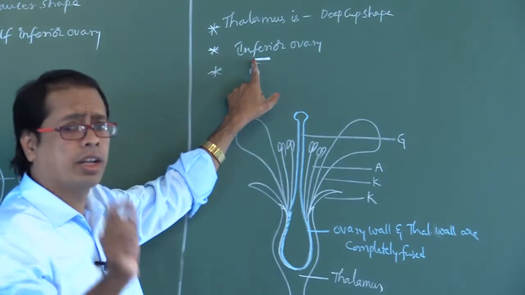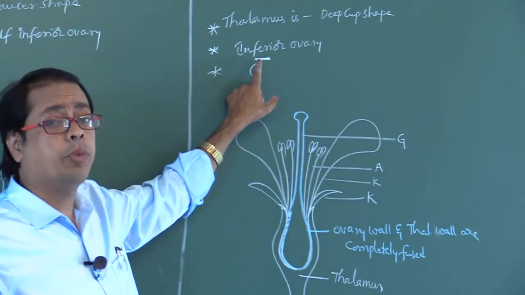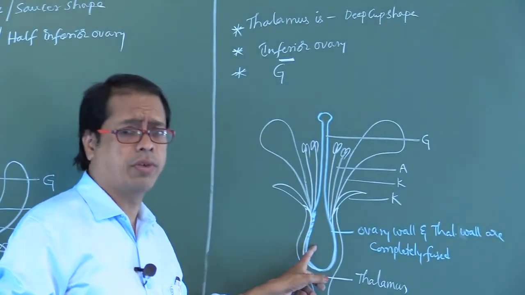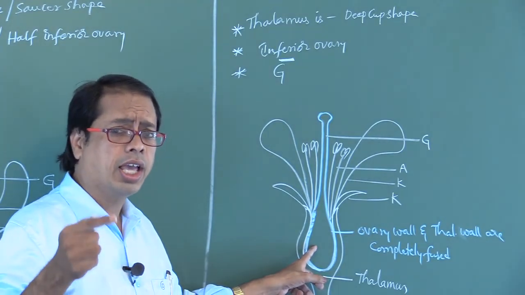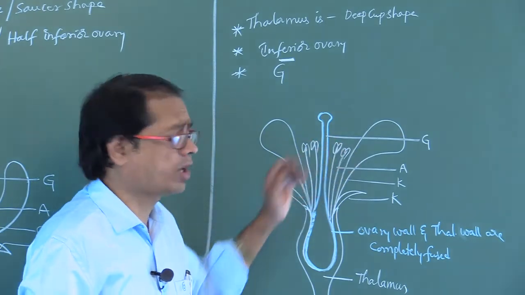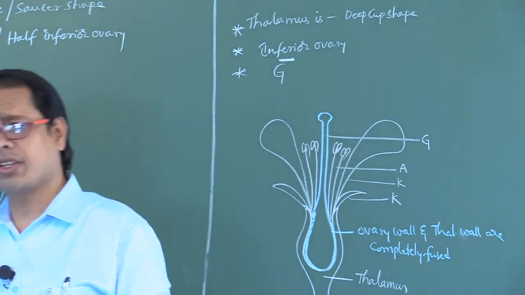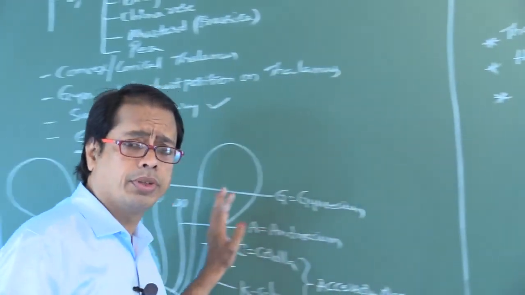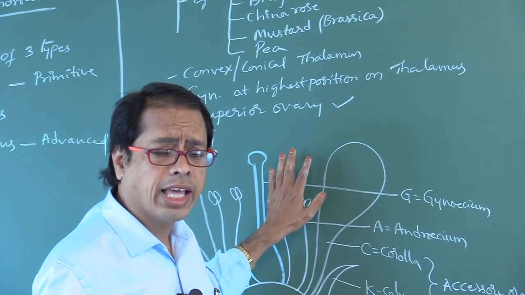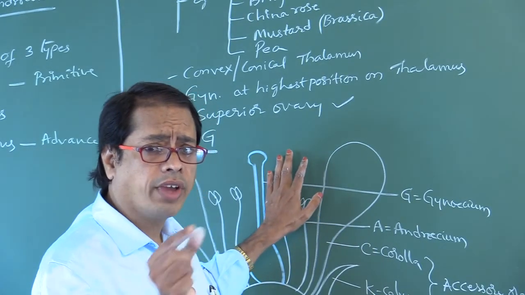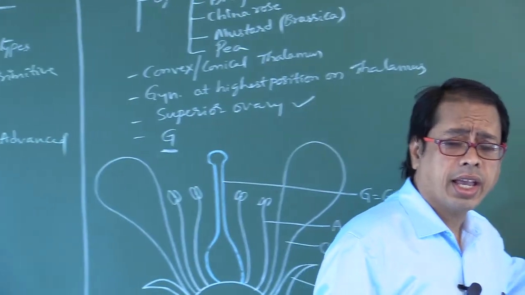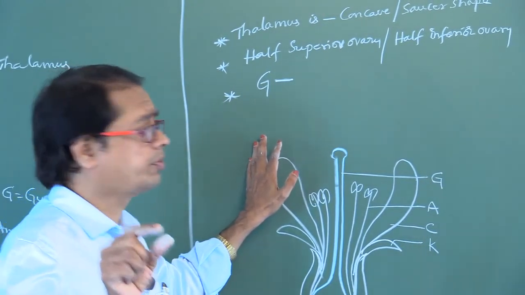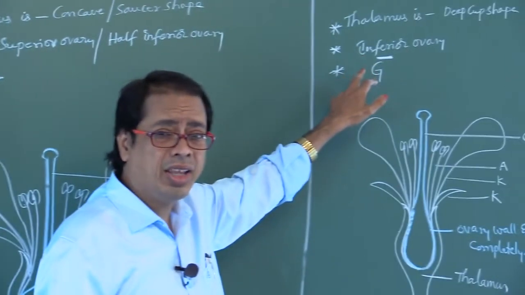So if this dash is present below the G, it means hypogynous. Above the G means epigynous. So the ovary is inferior, and remaining floral parts like calyx, corolla, and androecium are present above the ovary. So try to understand the differences, my dear students. Thalamus shape is convex or conical in hypogynous. In perigynous, thalamus shape is concave or saucer shape. Here the thalamus shape is deep cup shape.